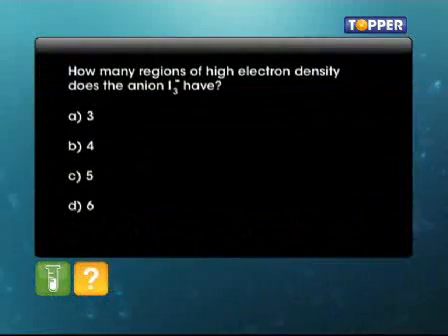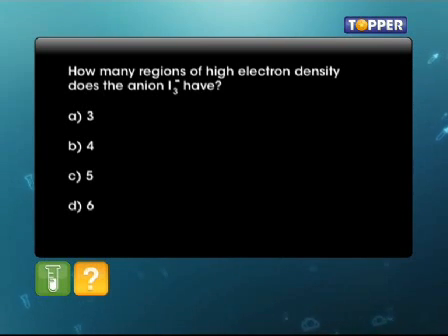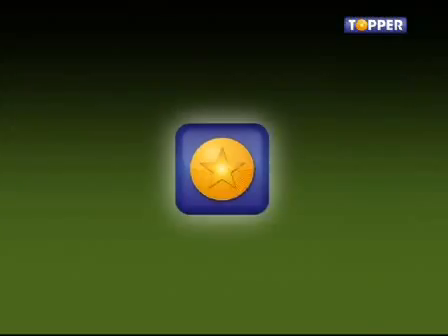Here comes the last one, just for you. How many regions of high electron density does the anion have? Is it 3, 4, 5 or 6? Keep thinking during the break. I'll return with the answer and a few exam pointers and questions to prepare.